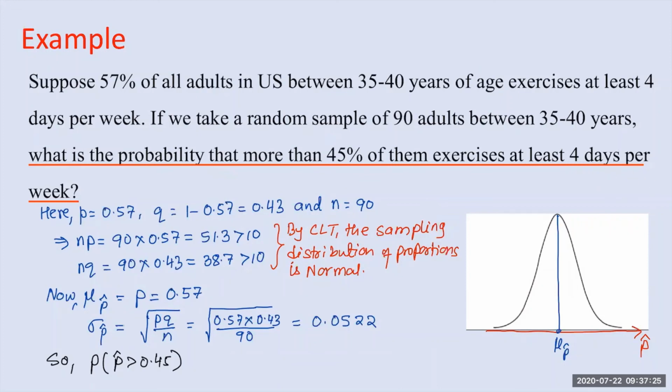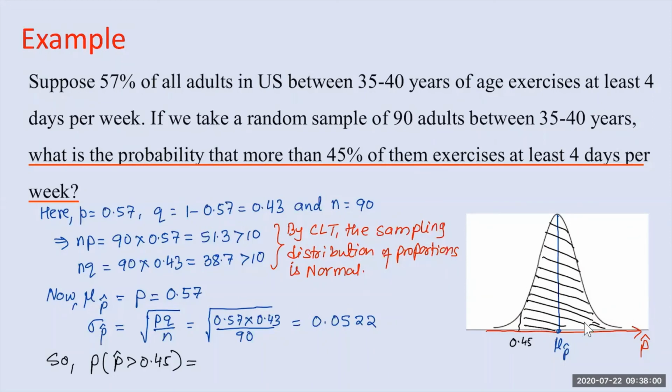Now, first we are going to label this in the normal curve. You know that here in the middle, your mean is 0.57. This is 0.57. So your 0.45 should be somewhere here. So 0.45 should be there. We want to find the probability that it's more than, which means to the right. So we want the probability that the proportion of the population is more than 45%. That is the area to the right of 0.45.